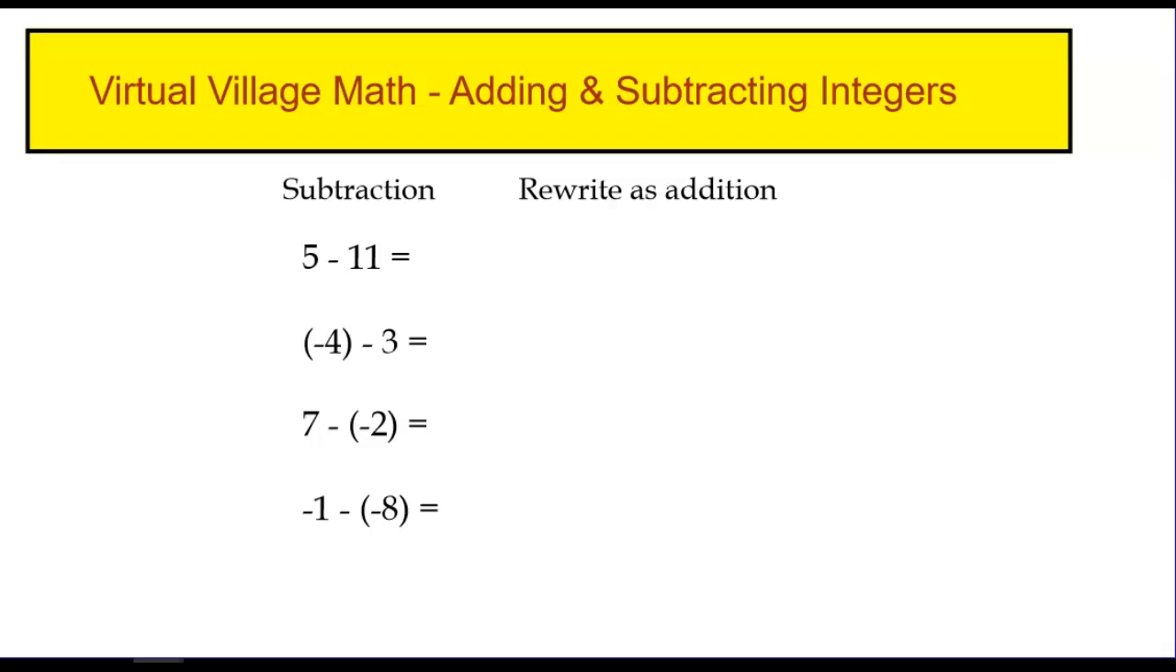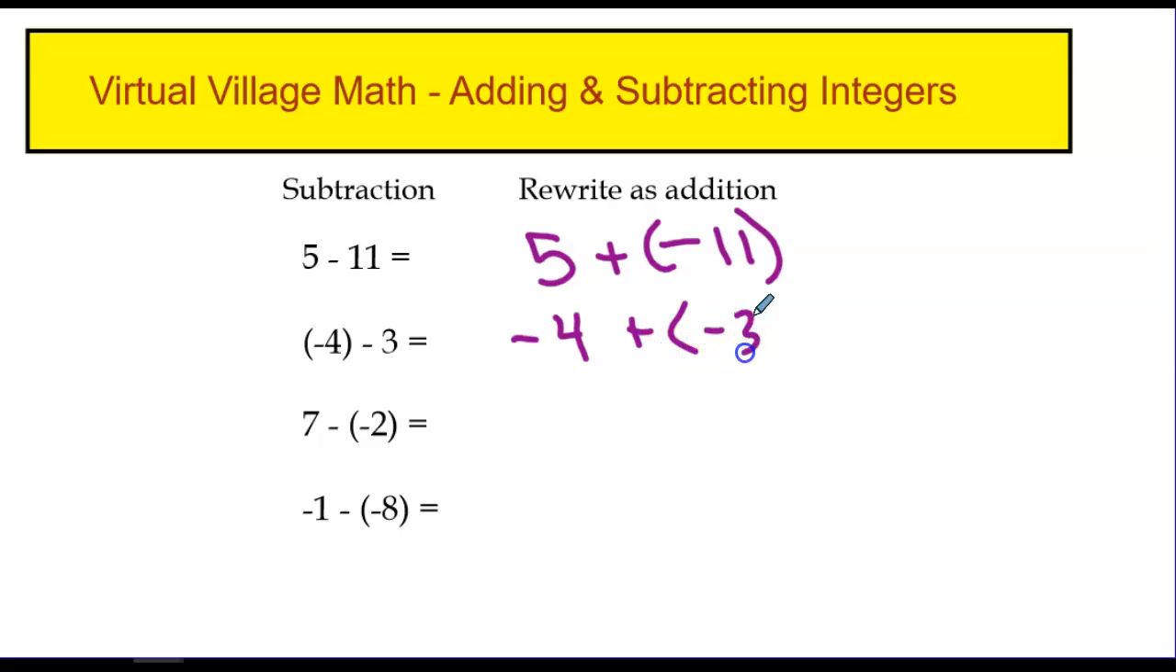5 minus positive 11 is the same as 5 plus negative 11. Negative 4 minus positive 3 is the same thing as negative 4 plus negative 3. 7 minus negative 2, I want to add the opposite. That's the same thing as 7 plus a positive 2. And negative 1 minus a negative 8 will be the same thing as negative 1 plus a positive 8.